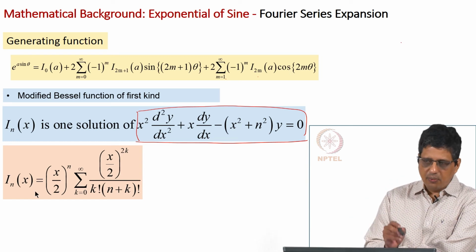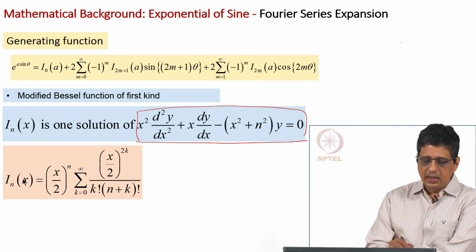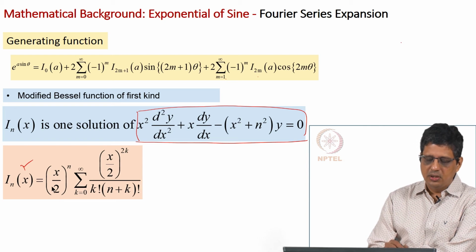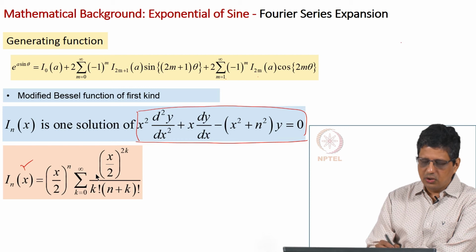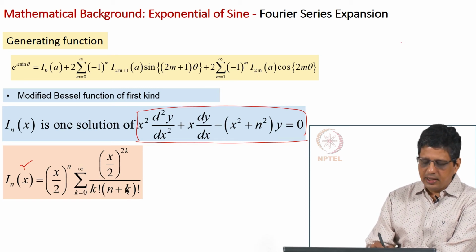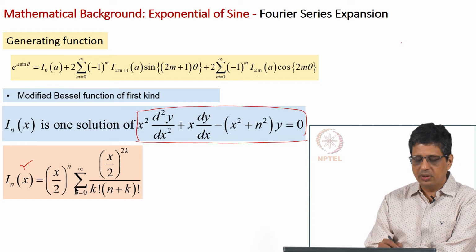And if I want to get the value of In of x, In of 1, In of 0, In of 0.5, In of minus 2, any of those values, I have to use this series. Okay. So, it has (x by 2) power n, and then the sum with the index k going from 0 to infinity, k factorial times (n plus k) factorial in the denominator, and (x by 2) whole thing raised to the power 2k in the numerator.